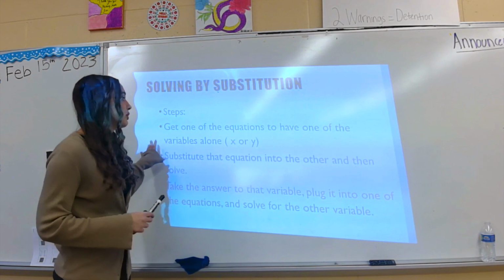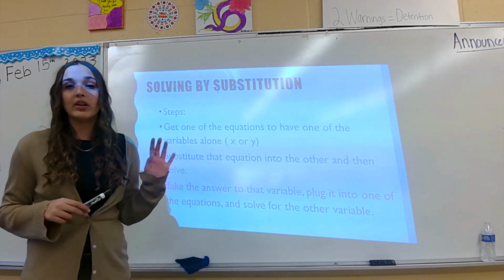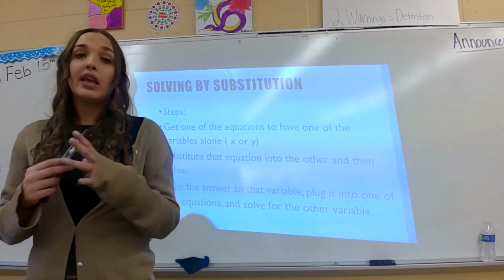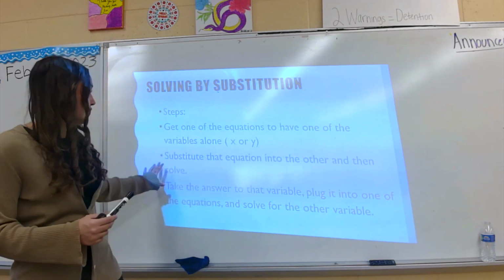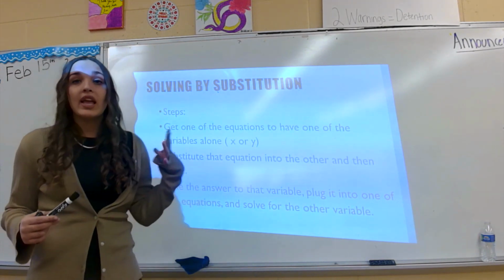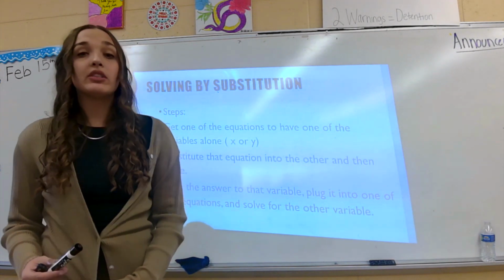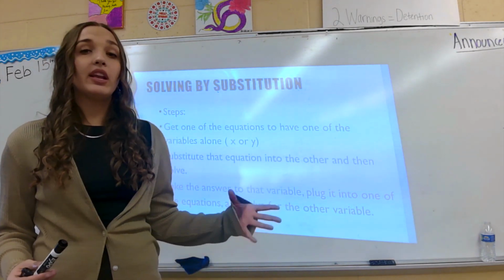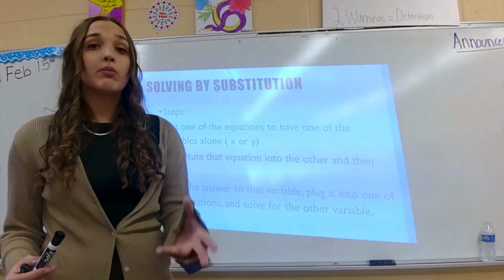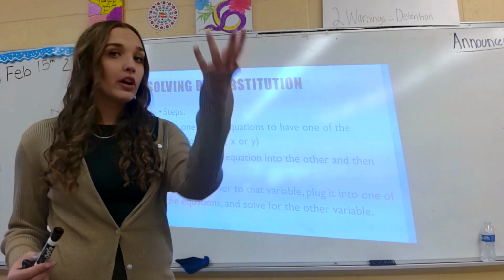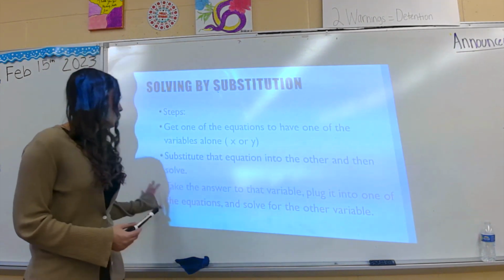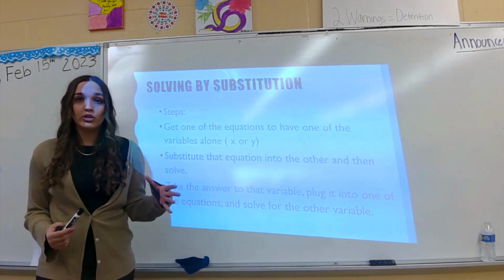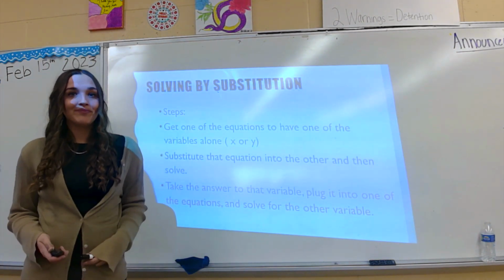So our first step is always to get one of the variables alone. We want to get an equation with x equals in a certain equation, or y equals, so then we can substitute that equation into the other and solve for the variable. Once we solve for that variable, just like we did in elimination, we plug that into one of our original equations, and we solve for the other one. So let's take a look at what we have to do with an example problem.